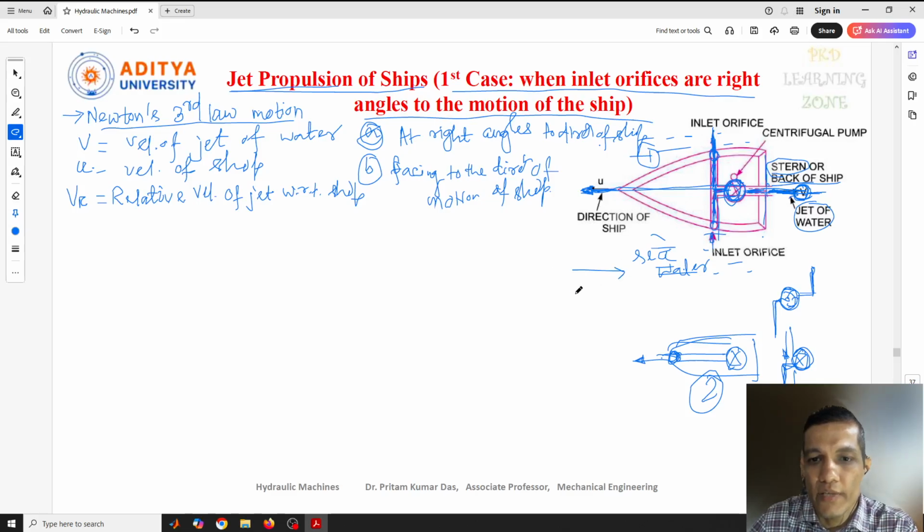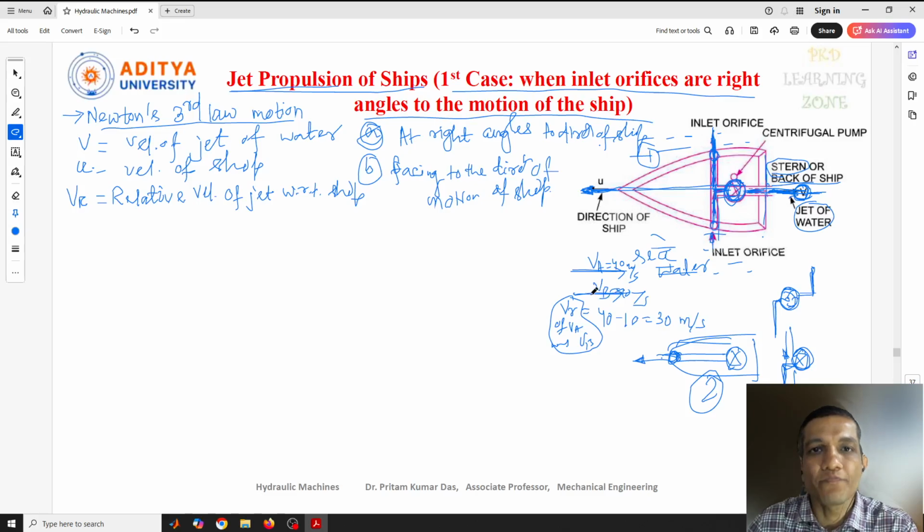Suppose this is an object and this is another object, and this object is moving with a velocity of VA, and this other object is moving with a velocity of VB. This may be 40 meter per second, and this may be 10 meter per second. If you want to calculate the relative velocity of VA with respect to VB, we can write 40 minus 10, that is nothing but 30 meter per second. So when you compare these two object velocities, only then can you say relative velocity.